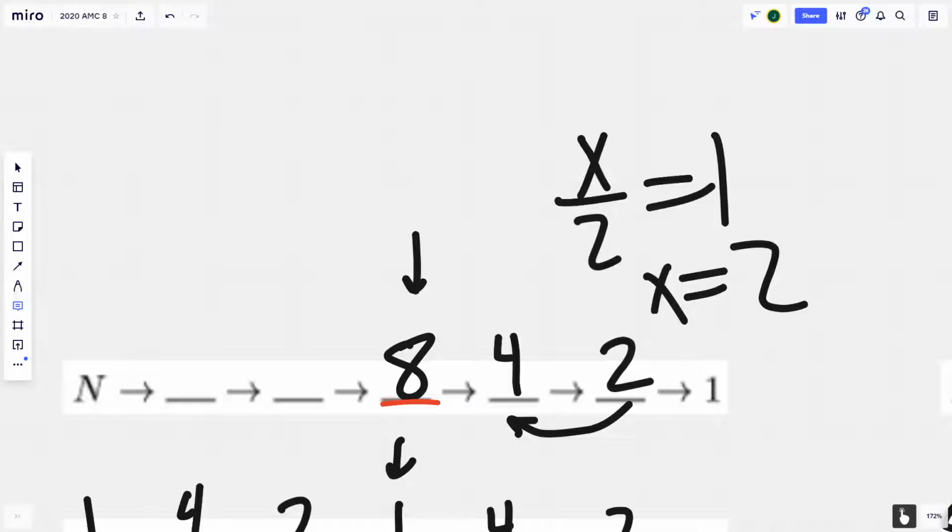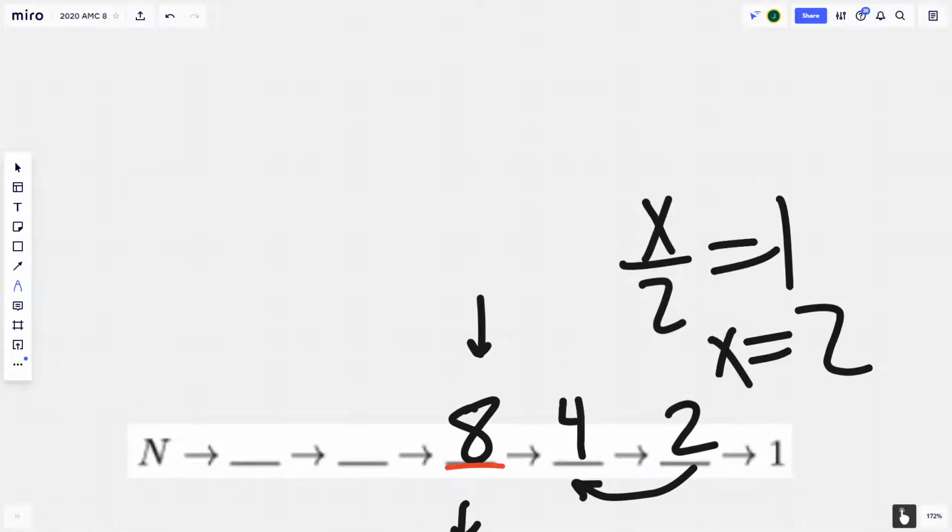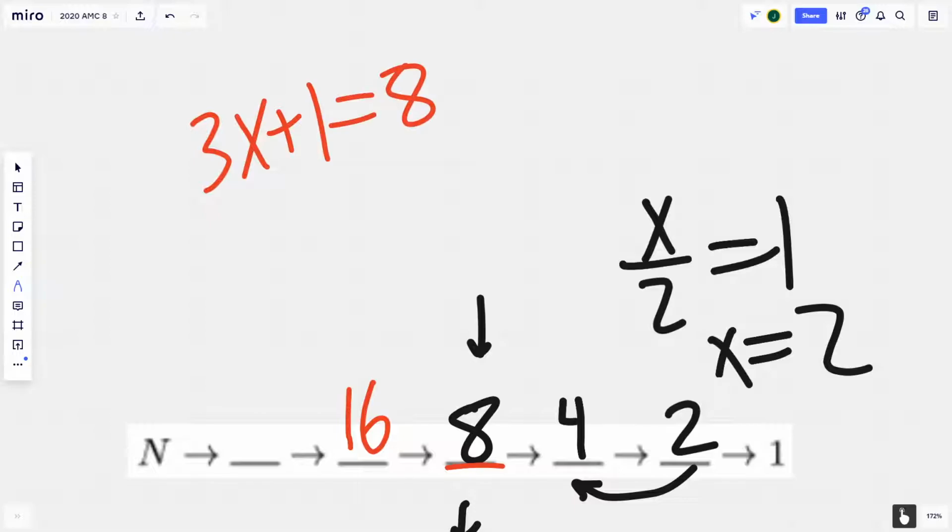Now, what if we had 8 instead of 1 at that spot? That was our second case to consider if the number before 4 was even. Well, if our number before 4 is 8, then we can go ahead and solve for the term before 8. Either it's double, in which case we'd have 16, or we can solve 3x plus 1 for 8, and we'll end up seeing that this does not have an integer solution, so we know it has to be 16.